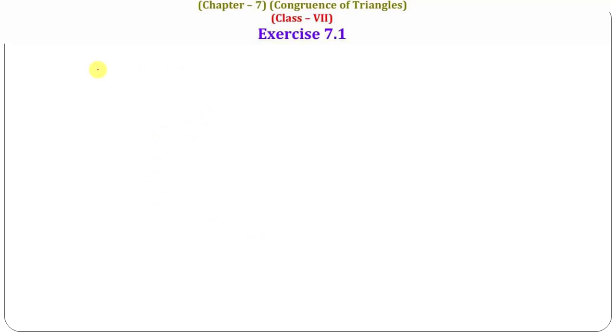Good morning, students. Today we are starting with our chapter number 7. Chapter number 7 is congruency of triangles. First of all, we start with the introduction.